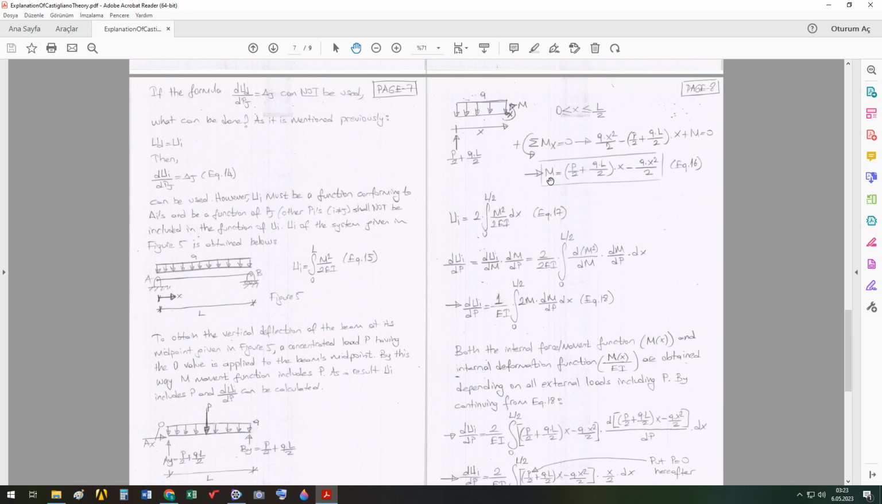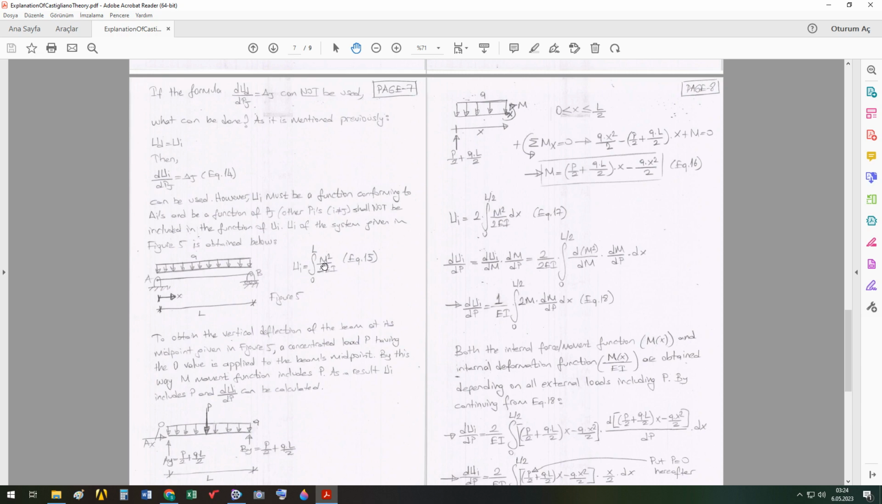and I will obtain the expression of moment. As you see here, it includes only P, and Q, which is also a load. They are independent from each other. And x, which is a variable. So it's suitable to use in this equation.